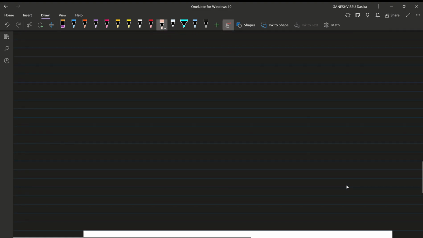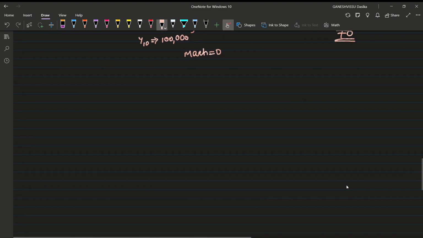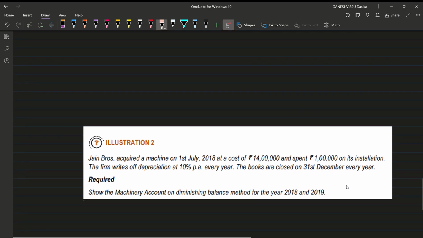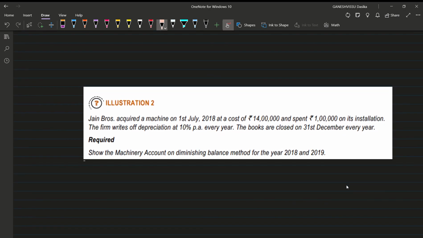So I think of course the entries for depreciation will be the same. Now let us go for seeing illustration number 2. I think the same question is there here. Jain Brothers acquired a machine on 1st July 2018 at a cost of 14 lakh rupees and spent rupees 1 lakh on installation. Any installation cost incurred for bringing an asset into condition is part of cost. So we are going to add it with this one. So 15 lakhs will be the cost of the asset.